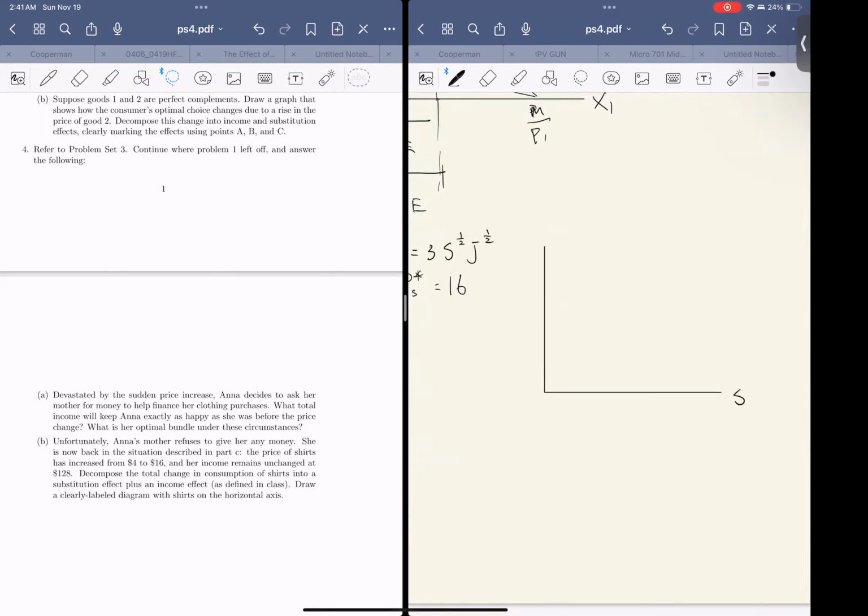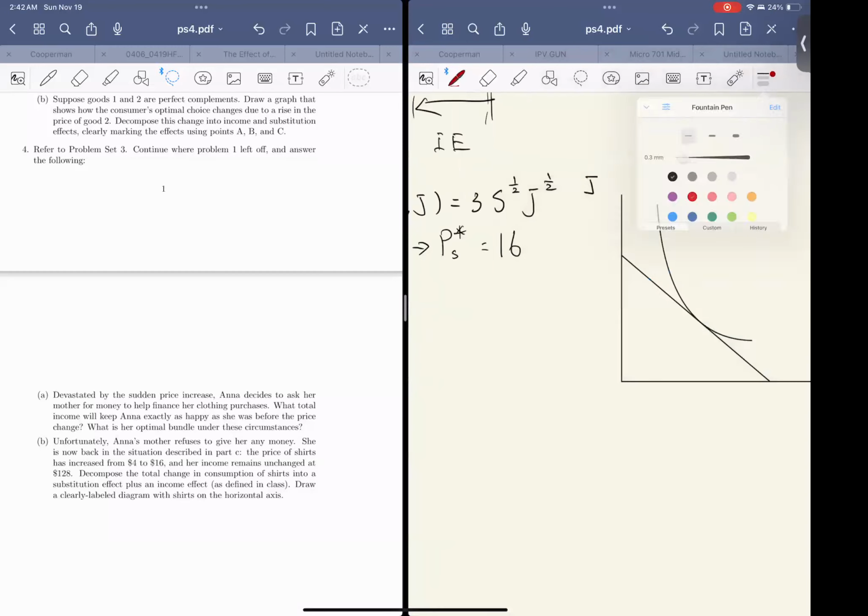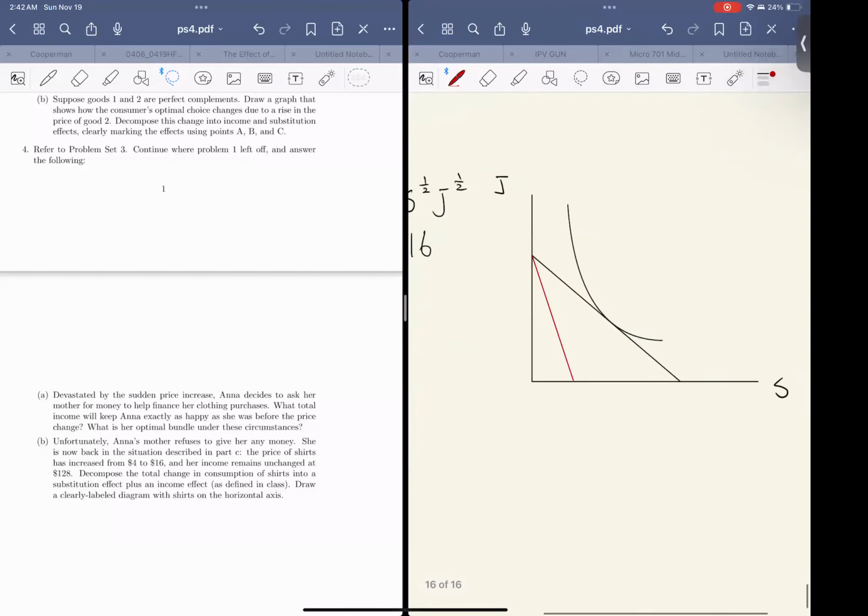Okay. So the price of the shirt increases by whatever, and then it looks like this. We can no longer afford that many shirts.